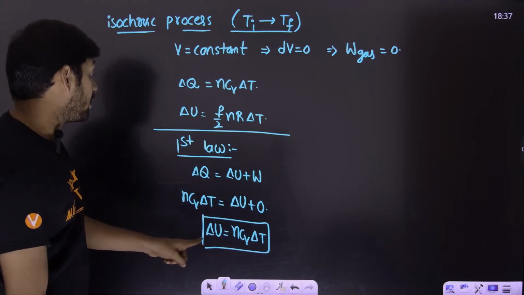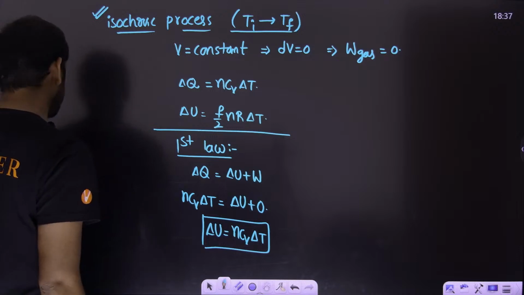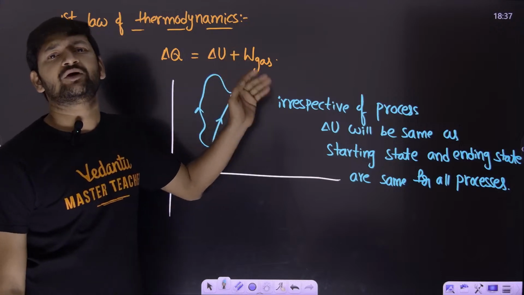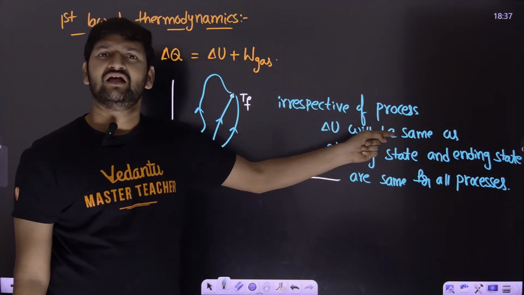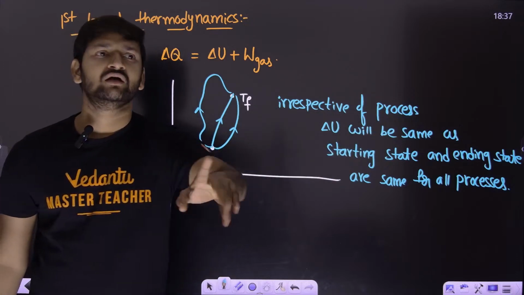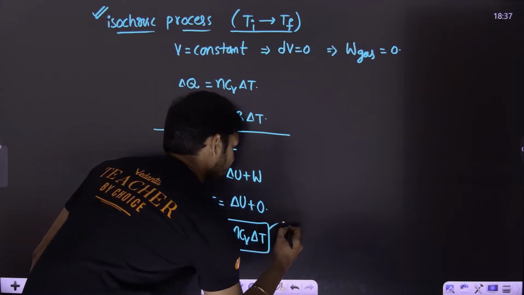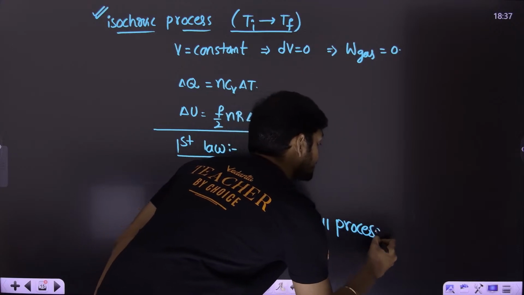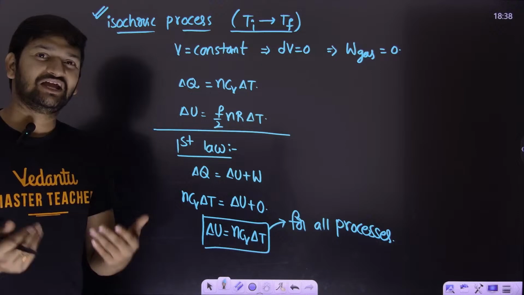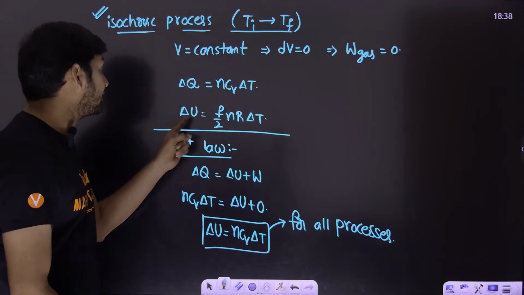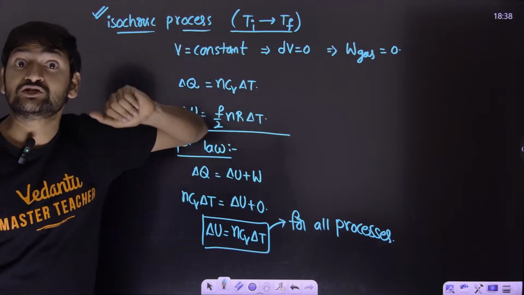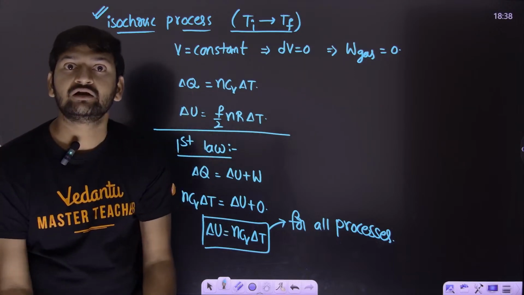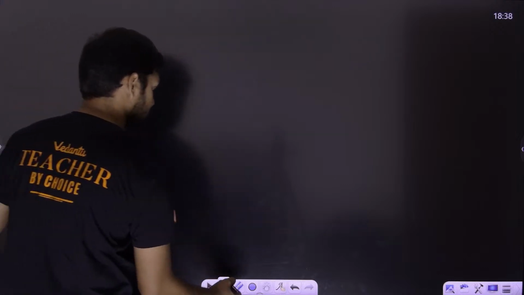Although I have got delta U using an isochoric process, from this point to this point, if I reach by an isochoric process or isobaric process or whatever the process might be, the change in internal energy should be the same for all of them. So delta U is nCv delta T for all the processes. Sir, you have taken an isochoric process, that's why delta Q is written as nCv delta T. If you have taken an isobaric process, delta Q would have been nCp delta T, then the delta U formula would have been different. Let us see that also.